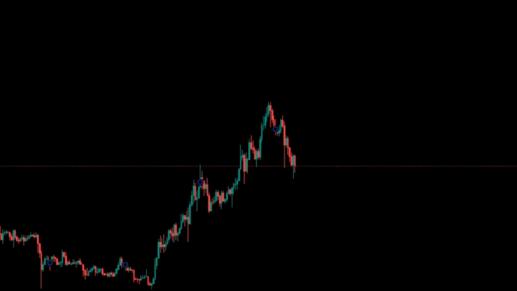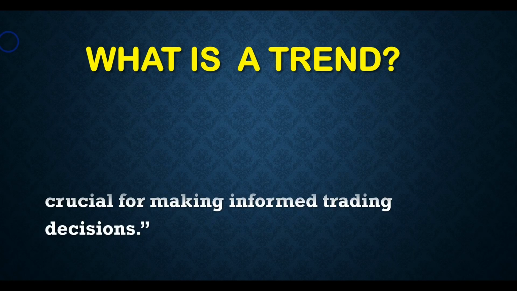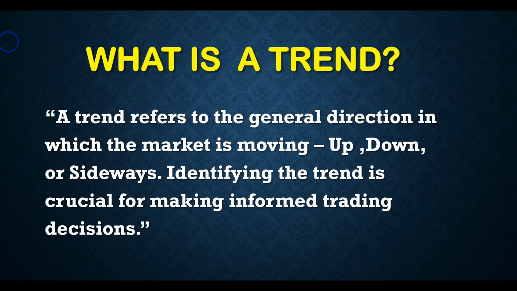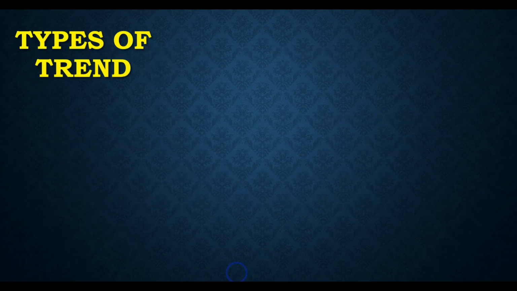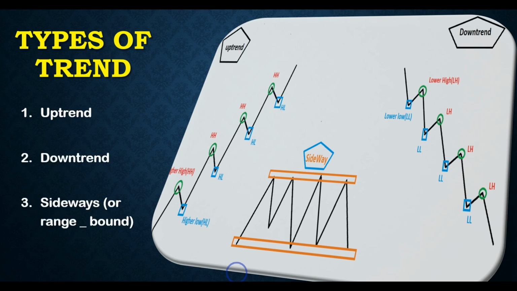Do you think this trend will continue like this? What is a trend? A trend refers to the general direction in which the market is moving: up, down, or sideways. Identifying the trend is crucial for making informed trading decisions. Types of trend: uptrend, downtrend, sideways, or range-bound.